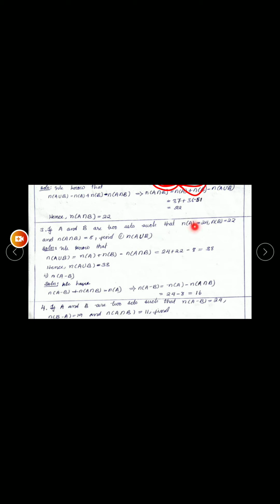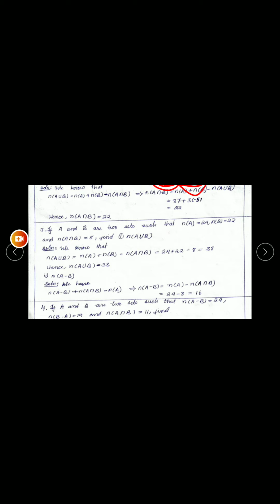A and B are two sets such that n of A is equal to 24, n of B is equal to 22, n of A intersection B is equal to 8. Find n of A union B. We already learned the formula for n of A union B, so you can put the values in: 24 plus 22 minus 8, which gives 38.